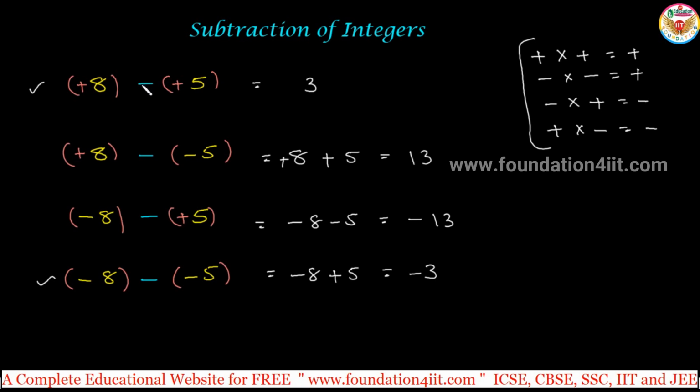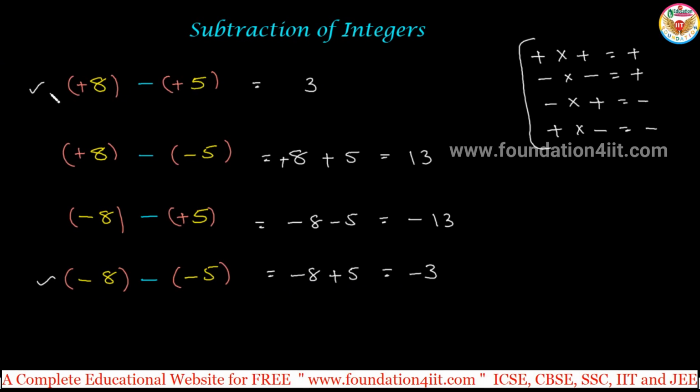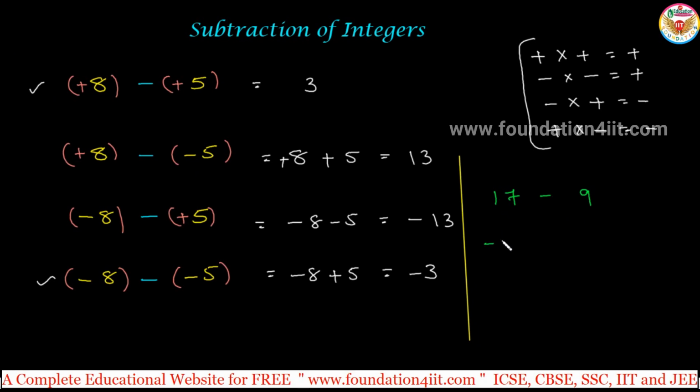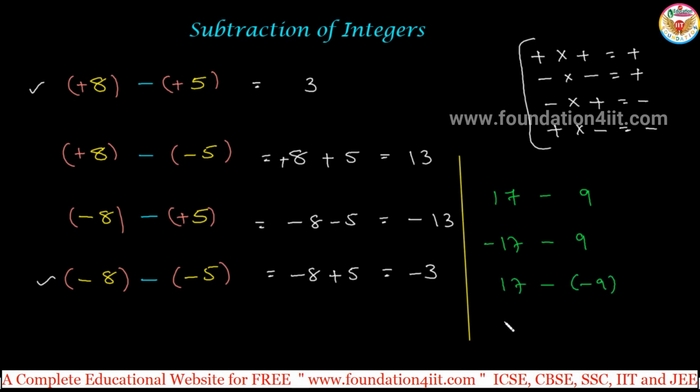Whenever normal subtraction is greater number minus small number, it is positive, and here a greater negative number plus a small number, the result is negative. Let me show you one more example. Let's take 17 and 9. The cases are 17 minus 9, minus 17 minus 9, plus 17 minus of minus 9, and minus 17 minus of minus 9.